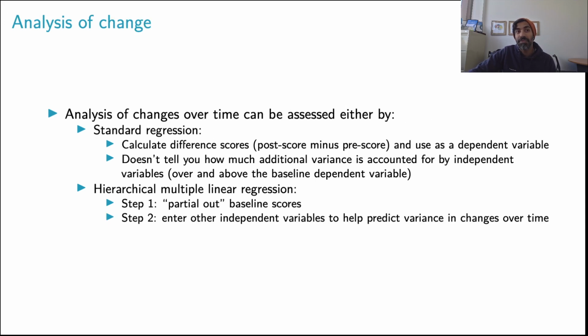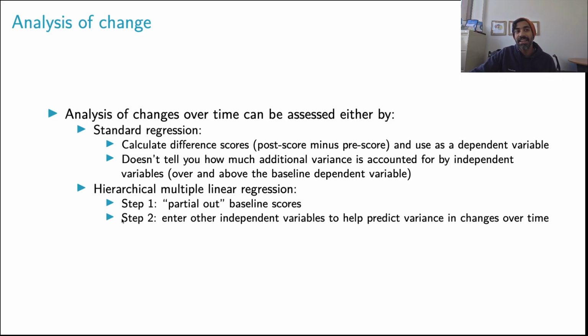And then we talked about analysis of change. So change over time can be assessed either by a standard regression, where you calculate differences in the scores, so post score minus the pre-score. If you're doing a cognitive test, you're doing post-test and pre-test at different time points and use it as a dependent variable, but that doesn't tell you how much additional variance is accounted for by the independent variable over and above the baseline dependent variable.